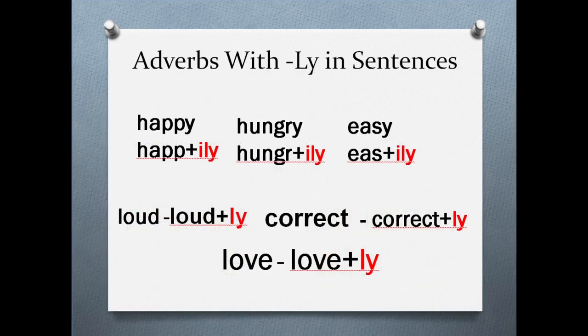Adverbs with ly in sentences. When the word ends with y, it is changed into i and ly. For example, happy, happily, hungry, hungrily, easy, easily. Okay, you should repeat after me and note in your notebook. Happy, happily, hungry, hungrily, easy, easily. Okay, next grammar.